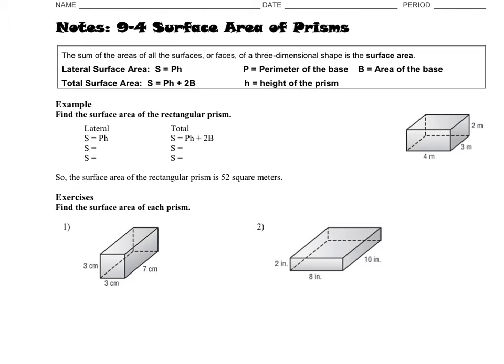Okay, so big P stands for the perimeter of the base. So that's that little thing right there. Big B stands for the area of the base. And then H stands for the height of the prism. So we talked about big B when we were using volume. So look at example number 1.